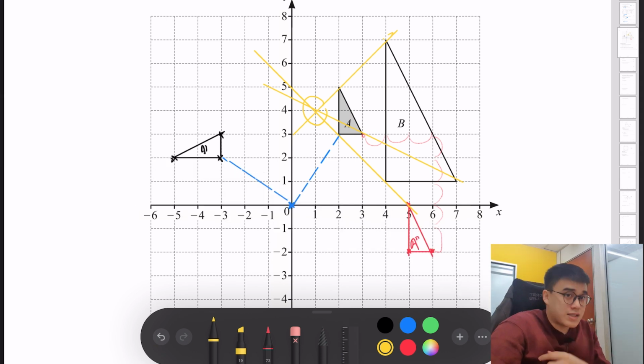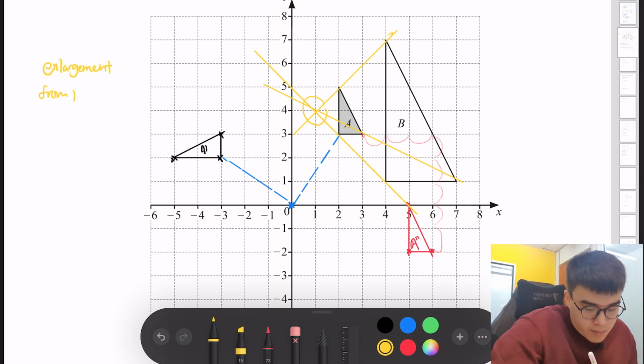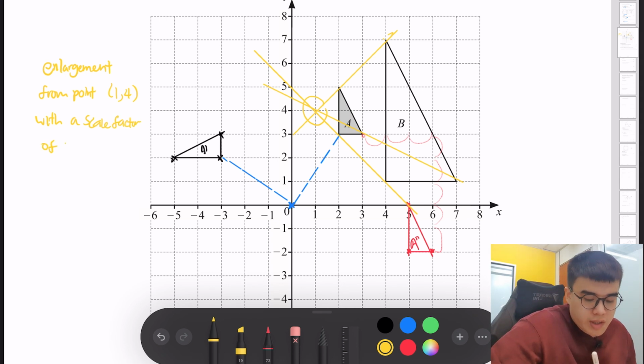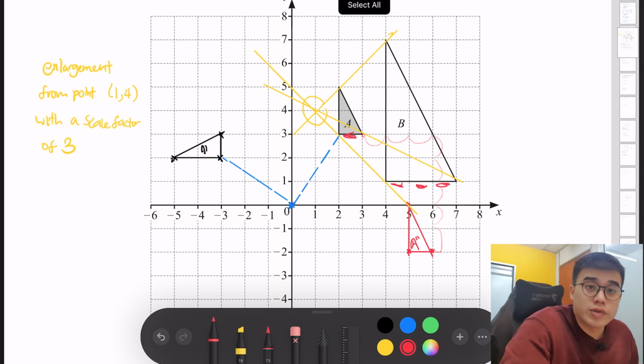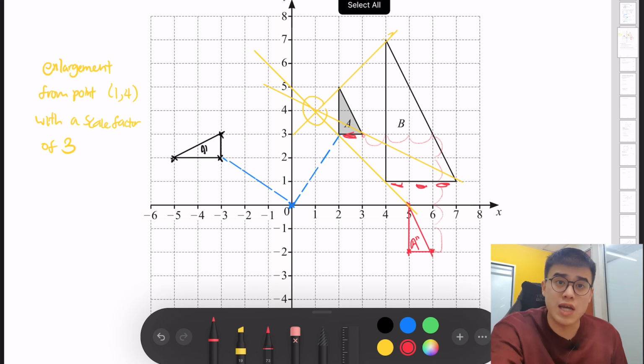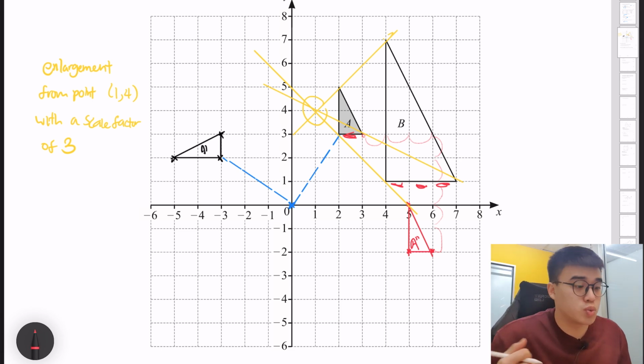So if I were to write the statement, I will mention that it is an enlargement from the point 1, 4 with a scale factor of, so this is about 3. How did I identify whether it's 3 or not? The easiest way is to check this. You have 1 step here, and then here it suddenly becomes 3. So 1 times 3, you will get your result as 3. So that's pretty much it for question 2.